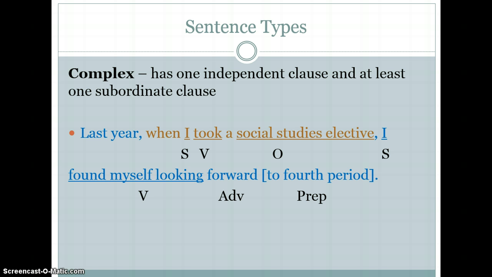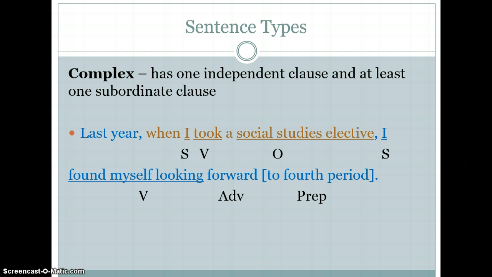Complex sentences, on the other hand, they have one independent clause and at least one subordinate clause. So, for example, what you see in blue, that's the independent clause. Last year, I found myself looking forward to fourth period. I is your subject of the independent clause. Found myself looking, that's your verb. That's your predicate of the independent clause.